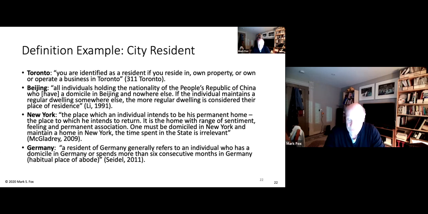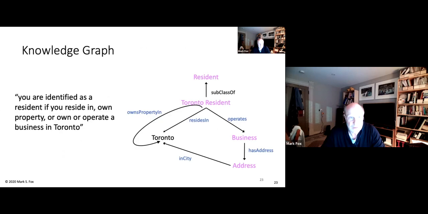So let's look at the definition of a city resident at two levels. Here is a knowledge graph that contains what we think are all the right classes and properties you need to represent a city resident. So here we see a Toronto resident is a subclass of resident. It's connected to Toronto via owns property in. It's connected to Toronto via resides in. It's connected to business via operates. And they operate a business that has an address, and that address is in the city of Toronto. So it appears that that graph captures the meaning of this definition.